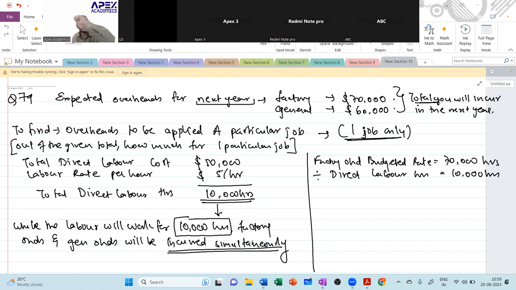So how long will factory overheads be incurred? 10,000 hours. How long will general overheads be incurred? 10,000 hours. As long as the labor keeps working, the overheads will keep getting incurred. Where the labor stops working, the overheads will stop getting incurred. Is this clear? Yes or no?